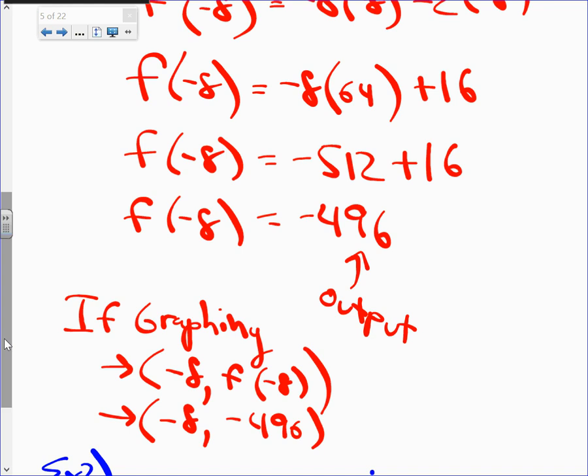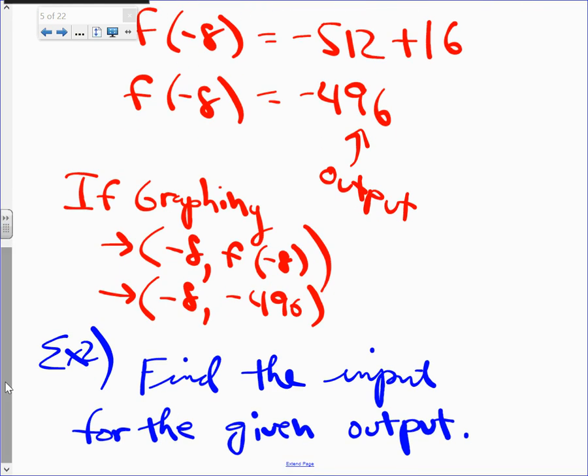Now, let me throw you a curveball. I gave you the input, asked you for the output. What if I gave you the output and I asked you for the input? Take that machine and I got the output. What would be the input that corresponds to the output? So this is going to be example 2 in Dodger Blue. Here we go.